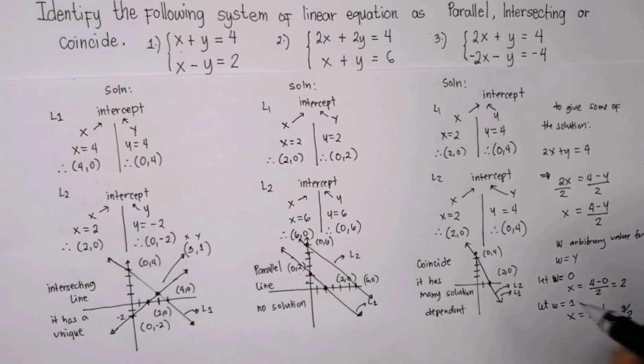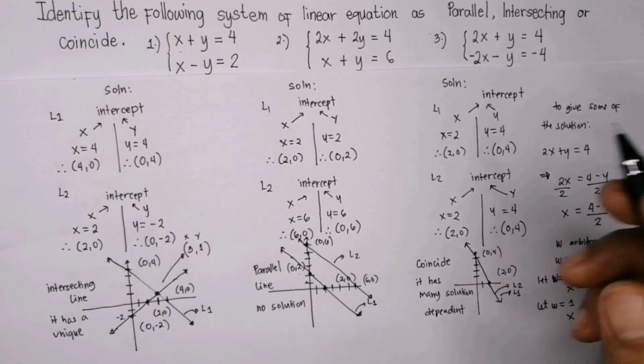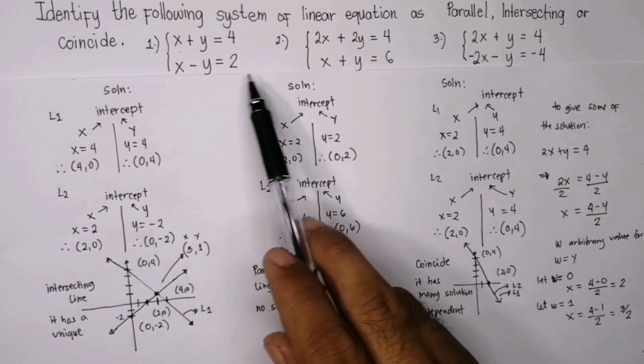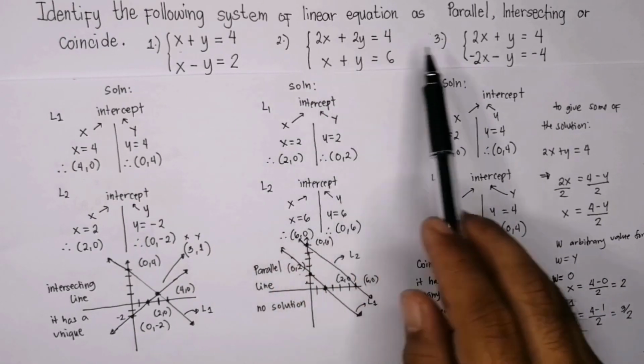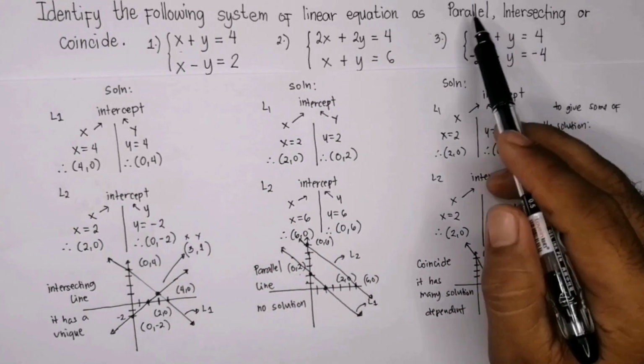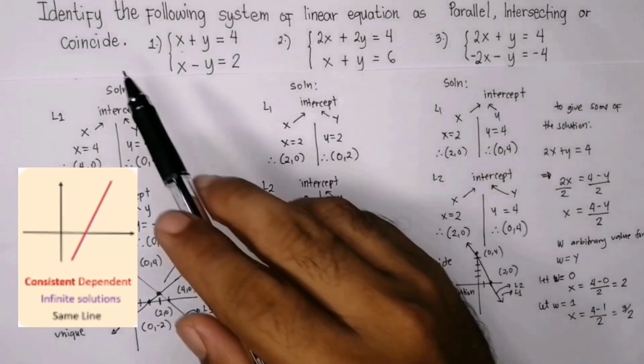So these are the different lines that we can produce when we have problems of the system of linear equations here. It's parallel, intersecting, or coincident.